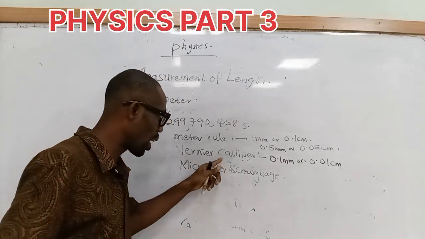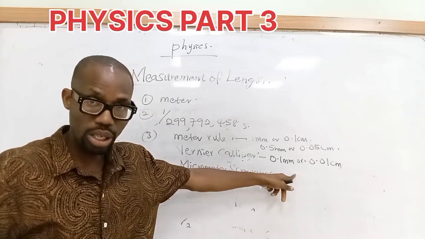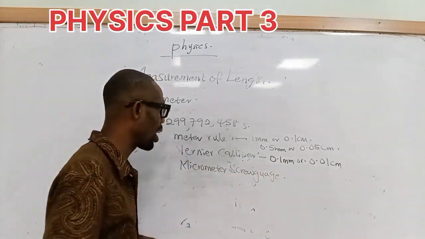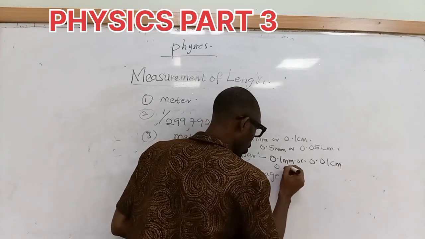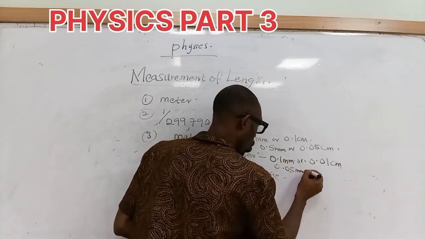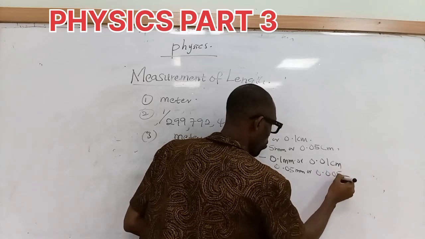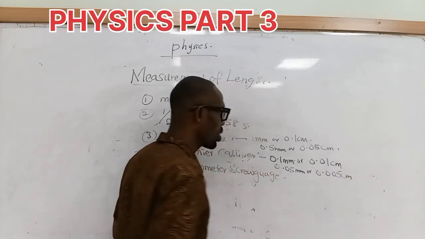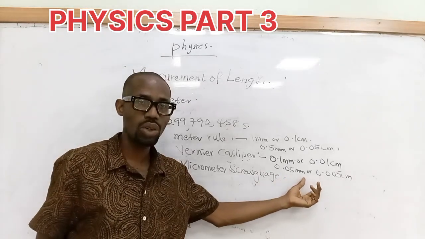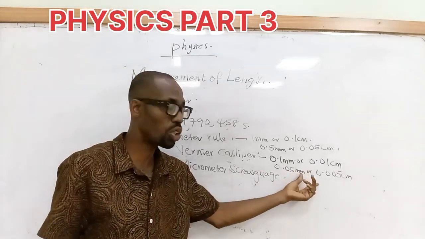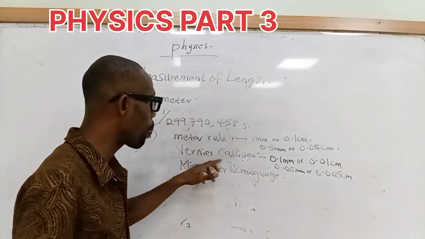Why does the vernier caliper measure to an accuracy? The accuracy of the vernier caliper is 0.05 millimeter or 0.005 centimeter. Can you see that now? So the vernier caliper measures to an accuracy with this graduation, this division.